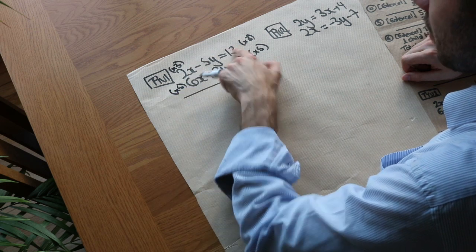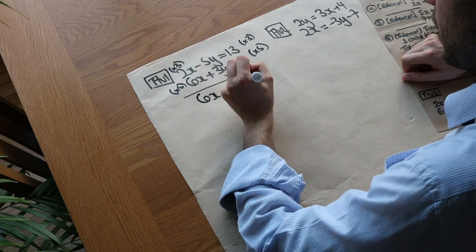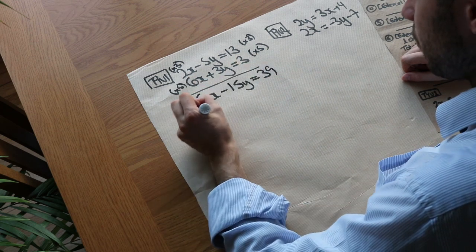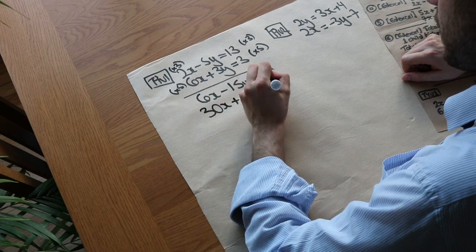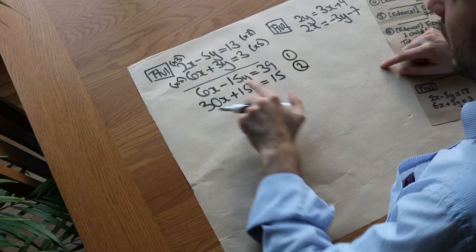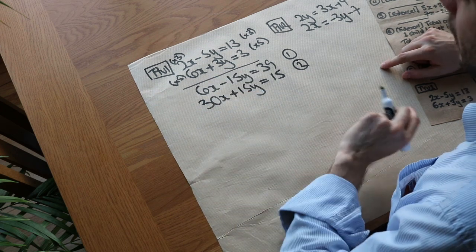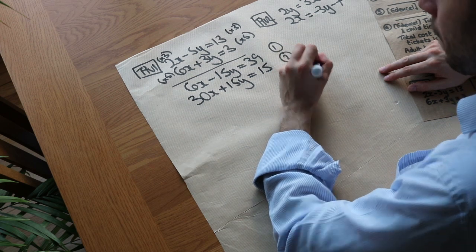Now if we times both sides by 3 here, we get 6x minus 15y is equal to 39. And if we times both sides by 5 in the second equation, we get 30x plus 15y is equal to 15. Now, what are we going to do to the two equations at this point? Well, we should add them. They're different signs, and if we add these two, minus 15y plus 15y, they will cancel. So we're just going to add them.